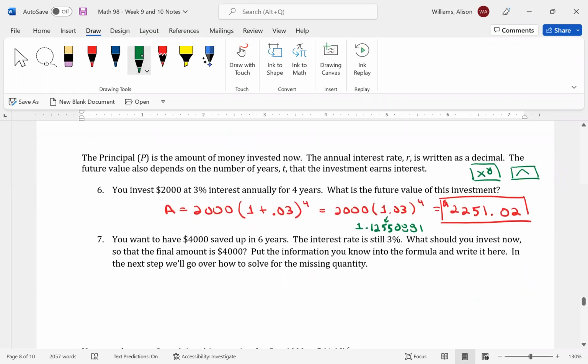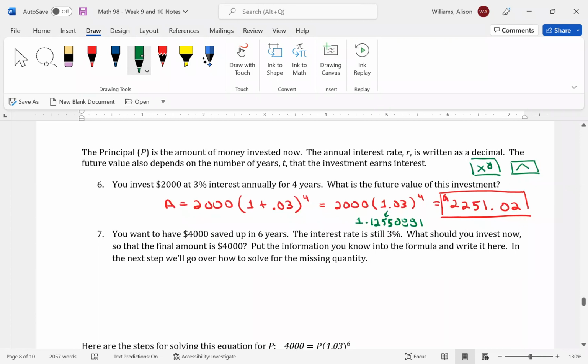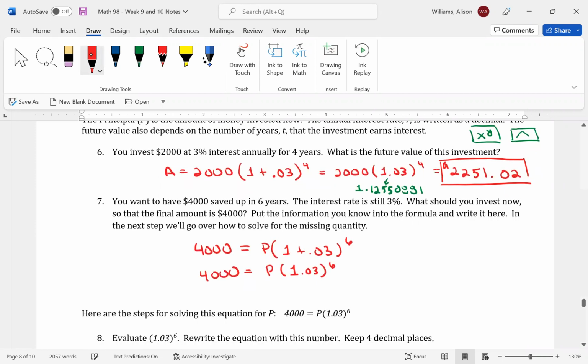All right, you want to save $4,000 in 6 years. The interest rate is still 3%. What should you invest now so that the final amount is $4,000? Put the information you know into the formula and write it here, and then we'll go over how to solve it. So basically what they're asking us to do is take $4,000. We don't know P, and still 3% for 6 years. So a simpler way of writing this formula is to add the 1 plus 0.03, and I don't know what P is, which is what they have right down here.